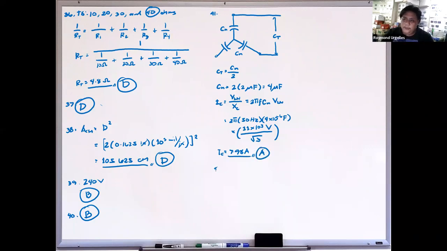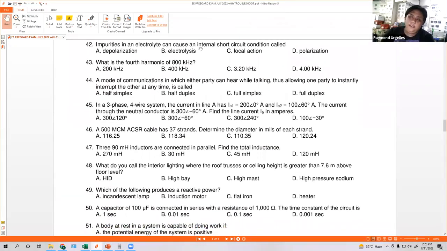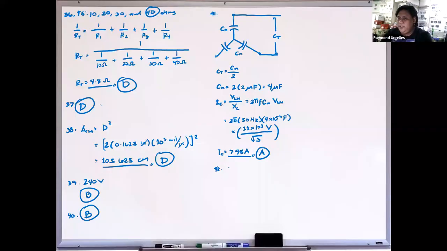Next number, 42. Impurities in an electrolyte can cause an internal short circuit condition called, okay? So this is number 42. This is what we call the local action. So this is letter C.